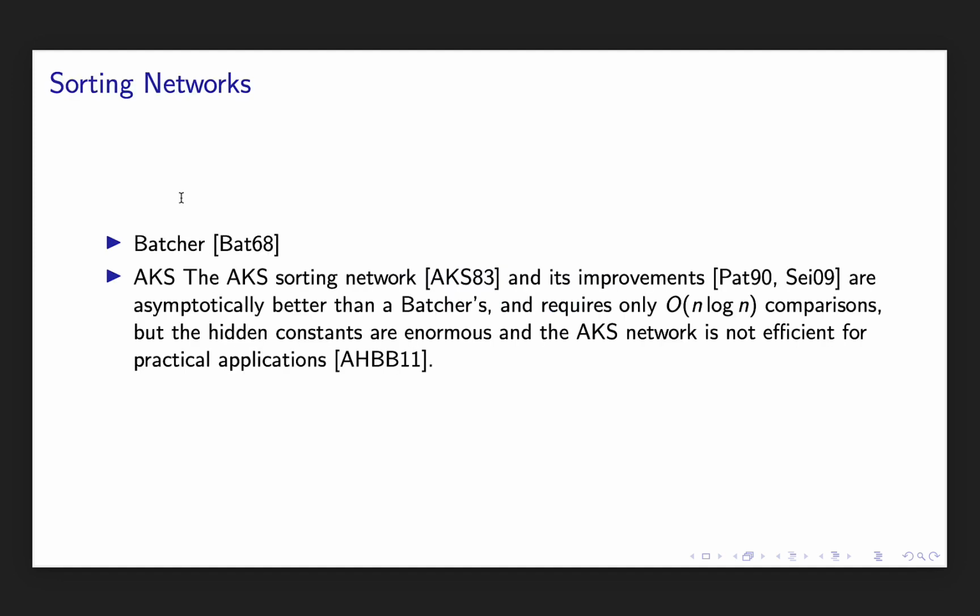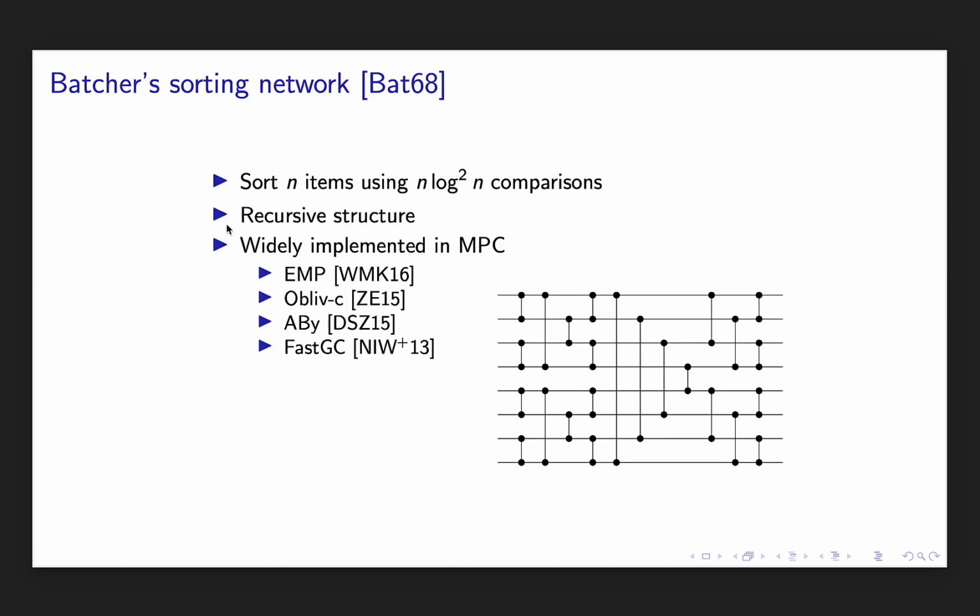And sorting networks like the Batcher sort or the AKS sorting network provide a deterministic data-independent method for sorting two lists. Thus, these sorting networks also provide a method for merging two lists obliviously. And although the AKS sorting network is asymptotically superior to Batcher's, the hidden constants in the big O notation are so large that it's essentially useless in practice. On the other hand, Batcher's sorting network, which can sort n items using n log squared n comparisons, is fairly simple.